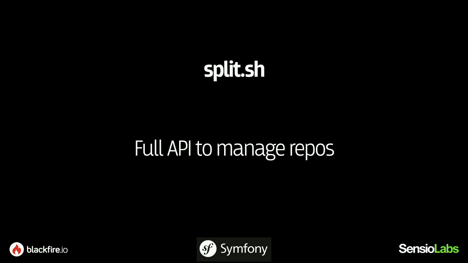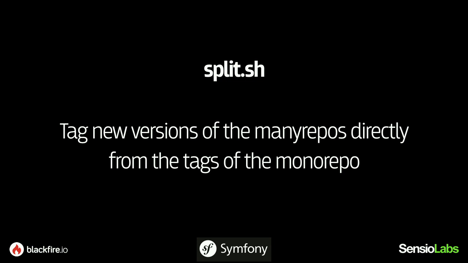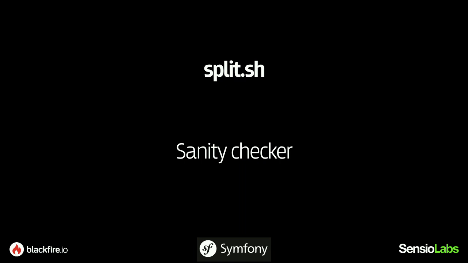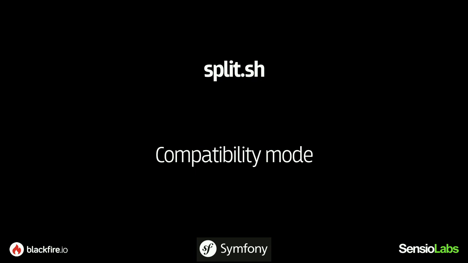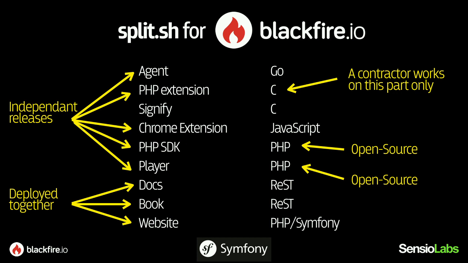We have a full API to manage a repository. For instance, you can ask the tool, for this commit, what is the equivalent hash for the monorepo, or the other way around? Things like that. For tagging, we have PGP support as well. There is also a sanity checker, to be sure that the state of the main repositories is exactly the same as the monorepo: same tags, everything up to date, branches, and we also have packages support. We also have a compatibility mode for all versions of subtree split. I don't care about that. And Blackfire, for instance, is using all those features.